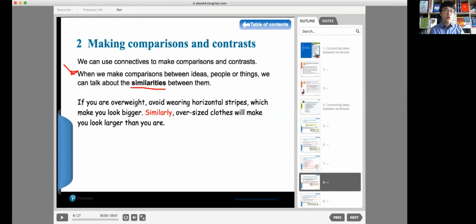For example, you're a boy, and you want to talk about two girls in your class. And you compare between these two girls, meaning that you're trying to talk about the similarities between them, things which are similar or almost the same. All right, so this is the meaning of comparisons. Look at this example. If you are overweight, avoid wearing horizontal stripes, which make you look bigger. Similarly, is a connective here. Oversized clothes will make you look larger than you are.